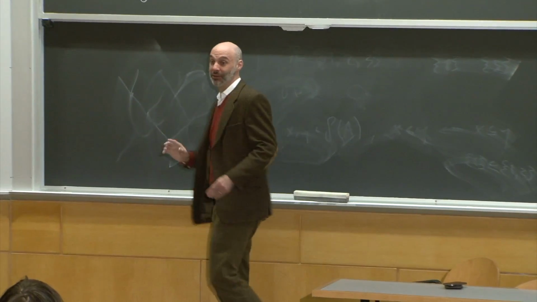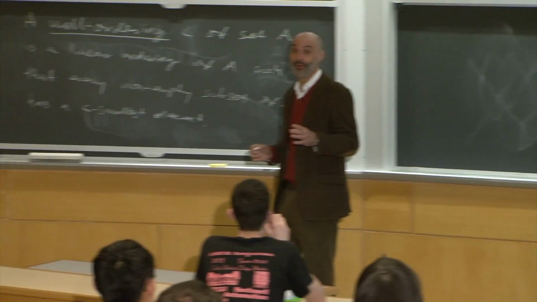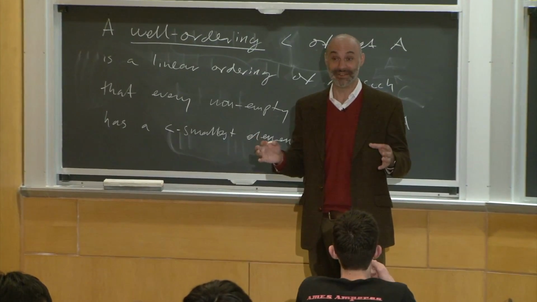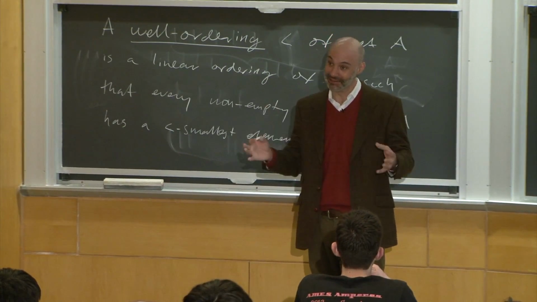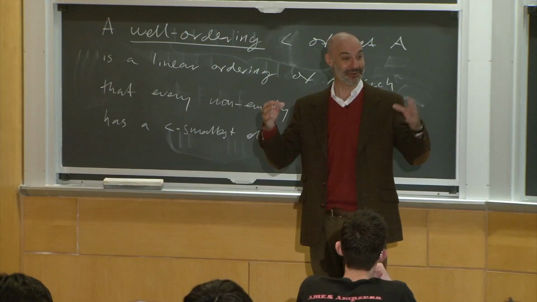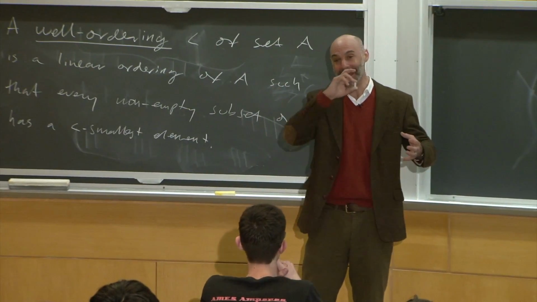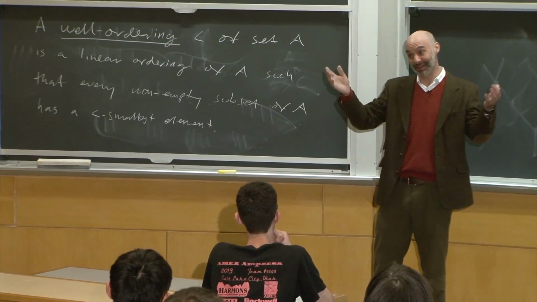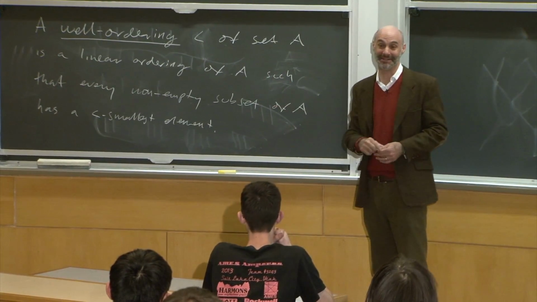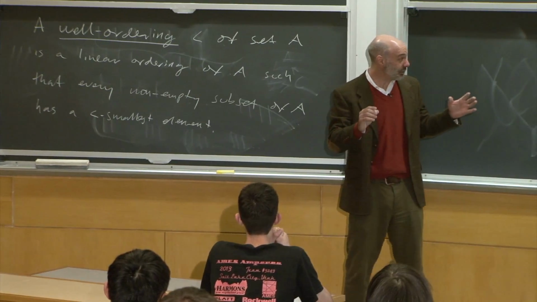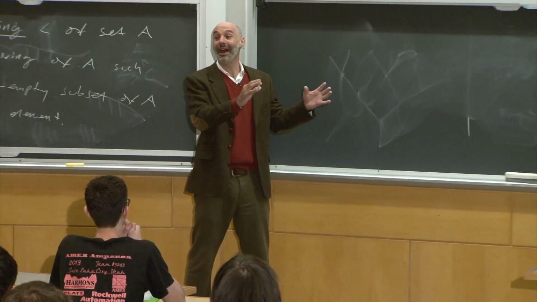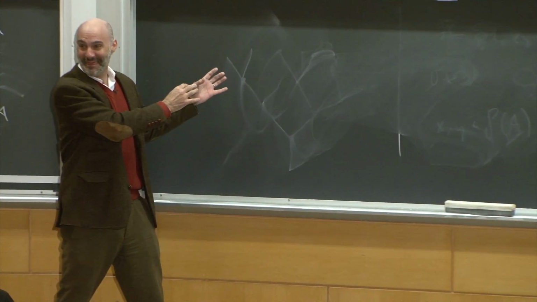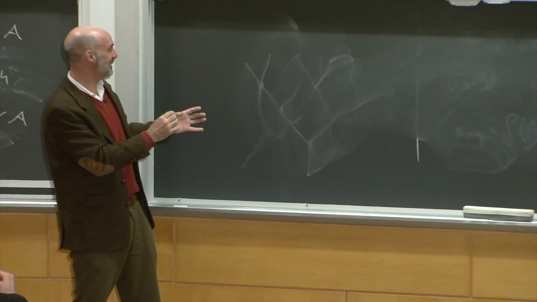So the simplest well ordering of all is the trivial ordering of the empty set. The empty set has nothing, so there's nothing to order. Trivially, any claim about non-empty subsets is true, because there's going to be no non-empty subset of the empty set. OK, so here is the shape of the empty well ordering. There. Okay, that's the simplest of all.